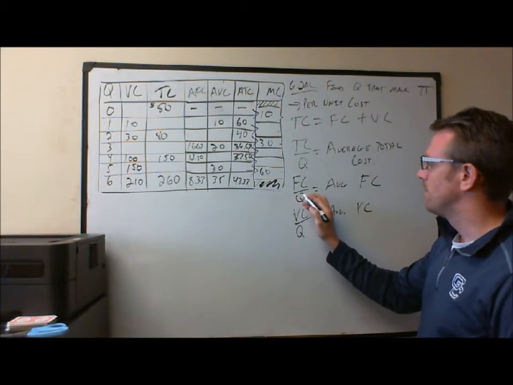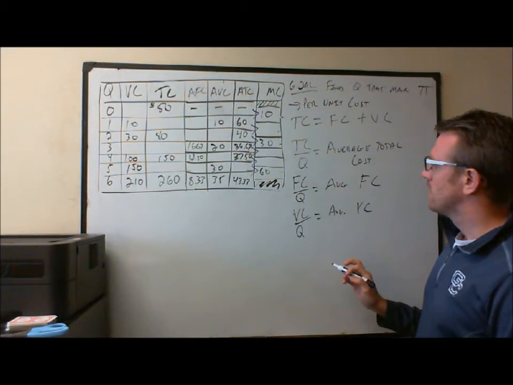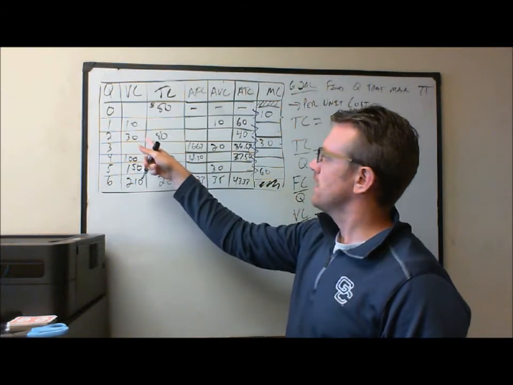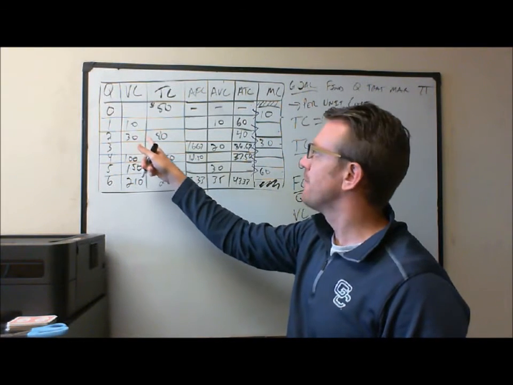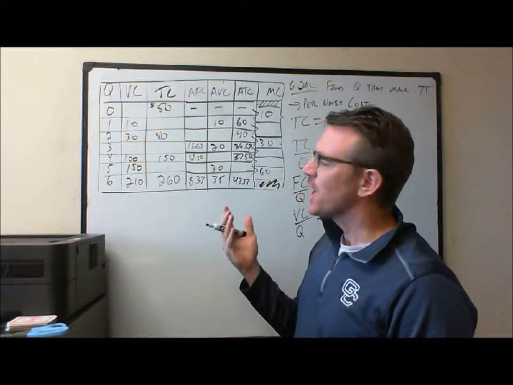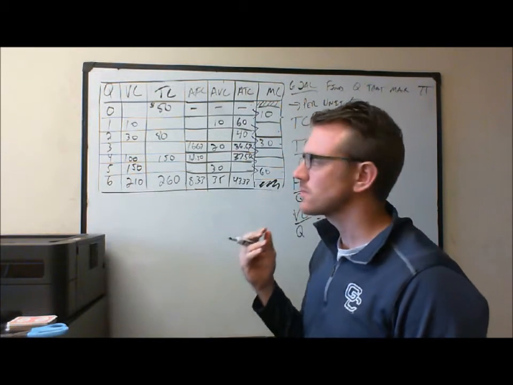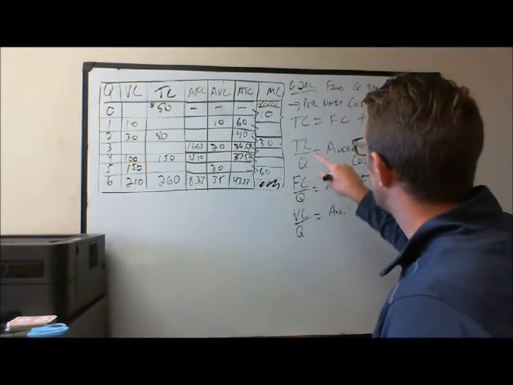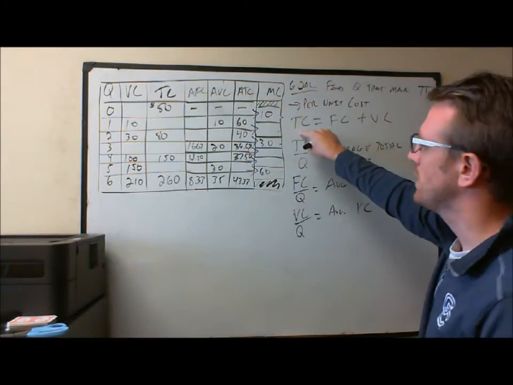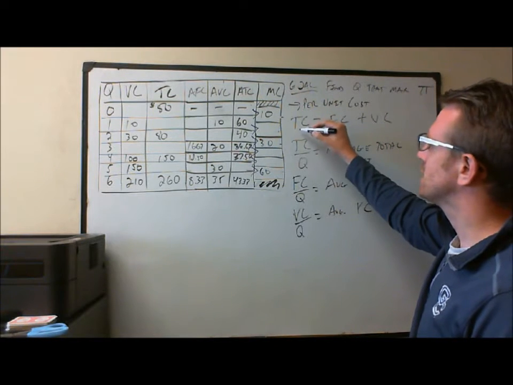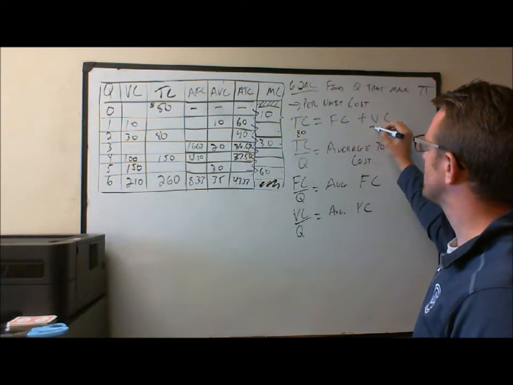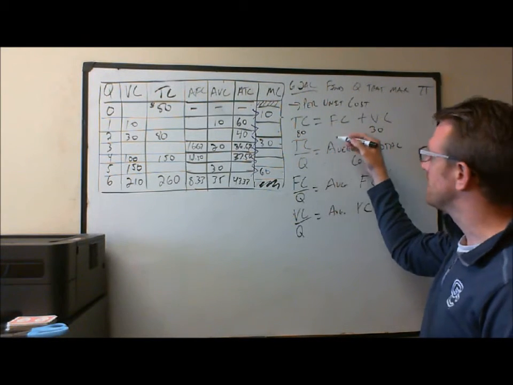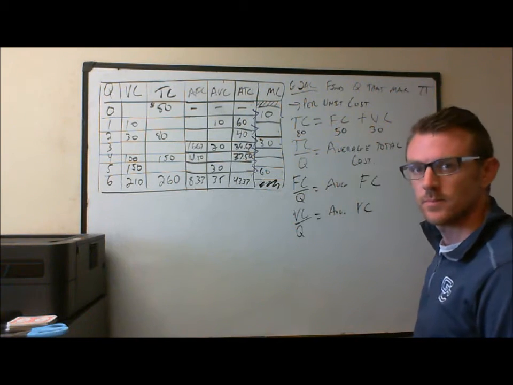So, if we go over here, for example, let's finish this row. If my variable cost is 30 and my total cost is 80, how do I know what fixed cost is? Well, there are 2 ways to look at this. Use this equation first, right? Total cost is 80. I know variable cost is 30. So what does fixed cost have to be? Fixed cost has to be 50, right?